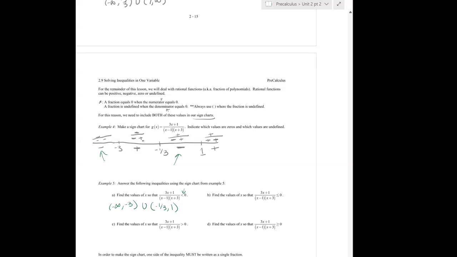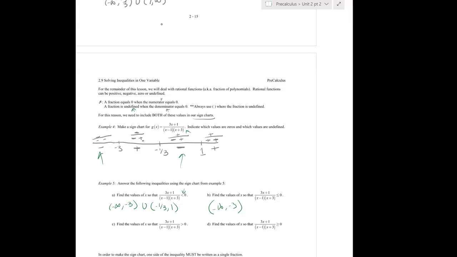All right, find the values so that 3x plus 1 all over x minus 1 times the quantity x plus 3 is less than or equal to 0. Well, that'd be very similar. It's still where it's less than 0, so I definitely still have to include these intervals again. So from negative infinity to negative 3, but this time I can include things that actually make it equal 0. However, that negative 3 came from my denominator, which means that it would be undefined at negative 3. So I can't actually include that this time, which is kind of unfortunate.